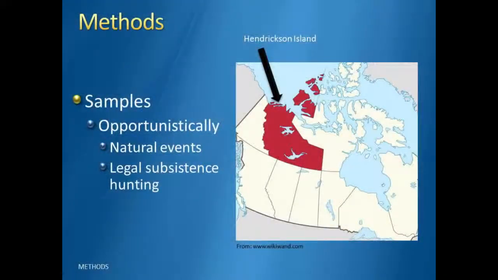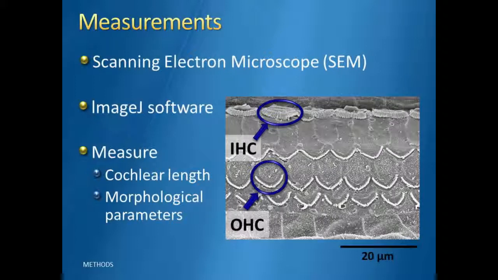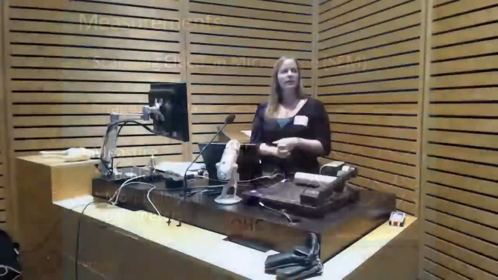Our samples were obtained through legal subsistence hunting, which allows for a fresher sample, less degradation, and then in turn, more reliable results in the end. So we started out using a scanning electron microscope to take micrographs of the cochlea and used ImageJ software to analyze those photographs to determine the measure of the cochlear length as well as morphological parameters.